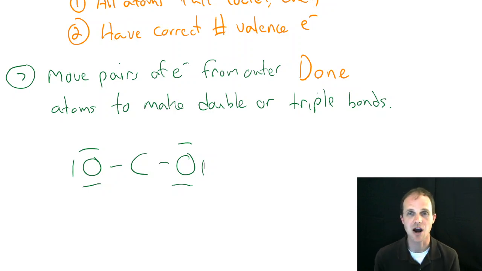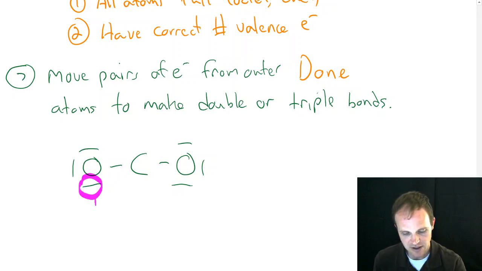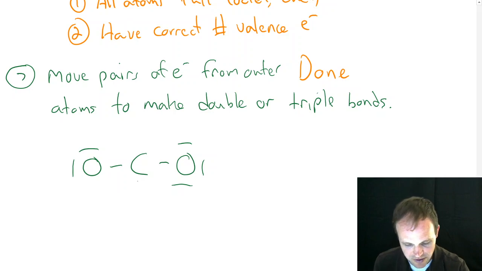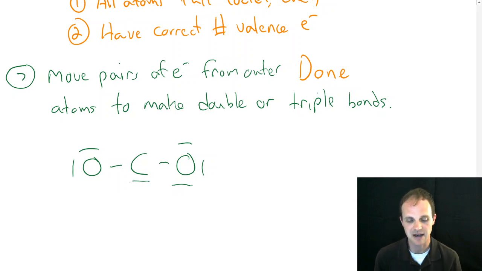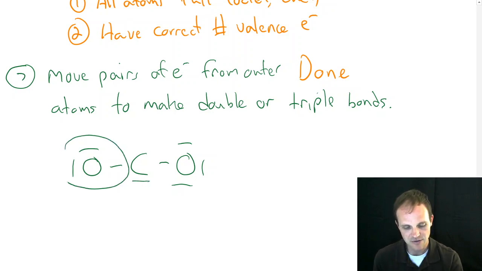Well, we decided that carbon wasn't happy. And so carbon needs more electrons in order to be happy. But we can't just take one of these pairs of electrons right here on oxygen and move it over to carbon. Because let me show you what happens if we do that. If we take and move one of those pairs of electrons over to carbon, what do we have? We now have an oxygen over here who's not happy. He had 8 electrons, now he has only 6. So that's not a good result. So let's put that one back over here.